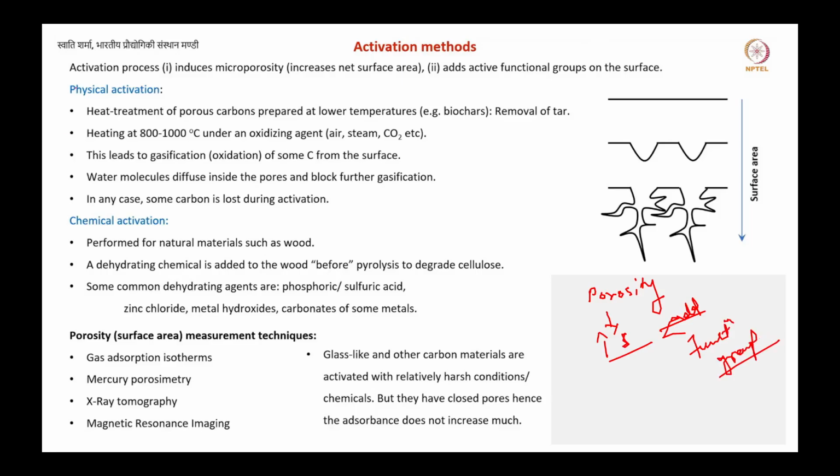Now, the first one is physical activation. In this, we do heat treatment of the porous carbons prepared at low temperature, with removal of tar. So here we apply some temperature so that the tar can be removed. Then heating at 800 to 1000 degrees under an oxidizing agent, such as oxygen, air or steam. Under this condition, we have to heat it, and this leads to gasification or oxidation of some carbon on the surface. So some carbon will get oxidized.